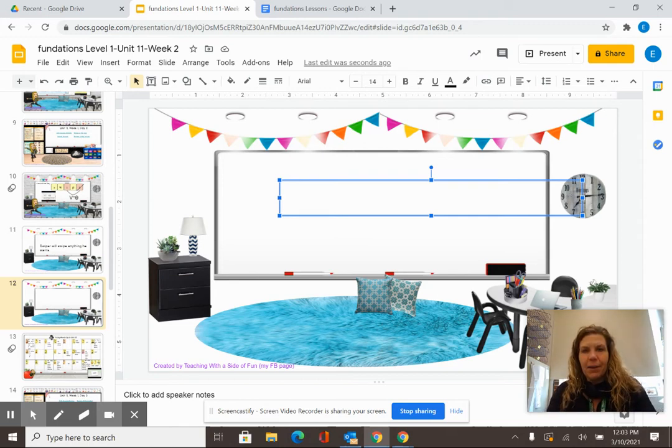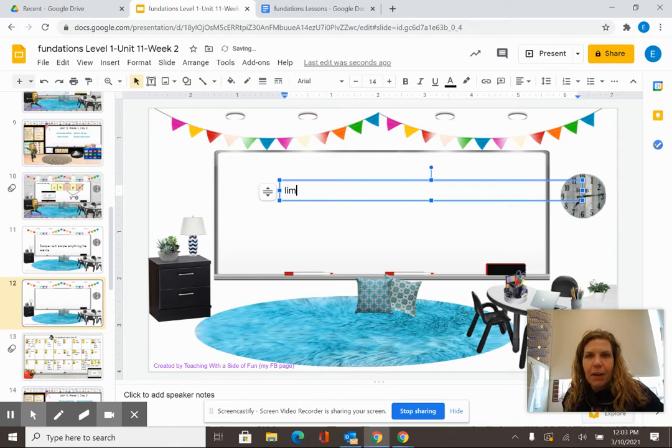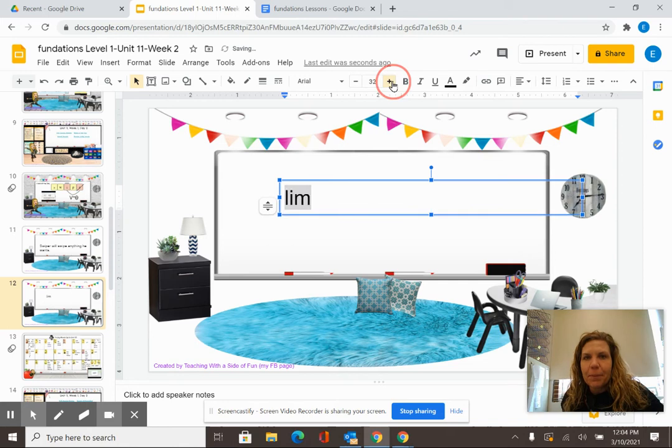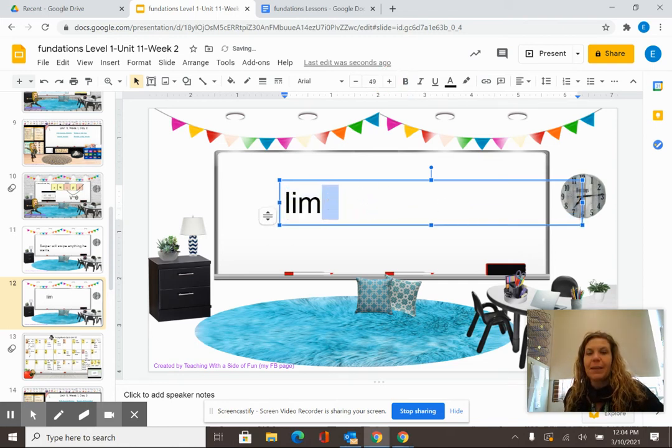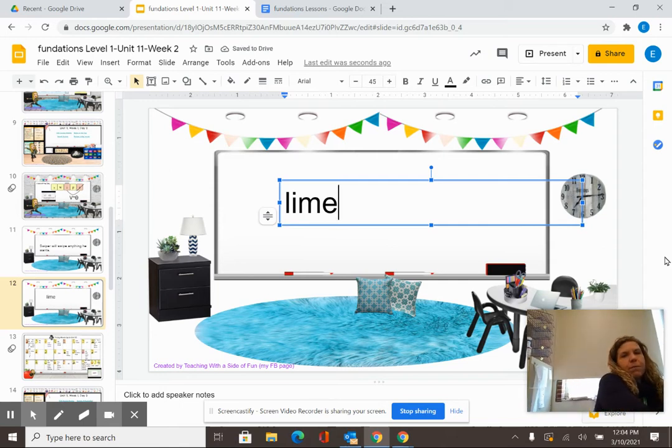Lime. Now, it's not limb. If it was limb, boys and girls, the word limb would be L-I-M. But we need lime. So to make lime, we need to put our E. And then, boys and girls, what you need to do is mark up this word.